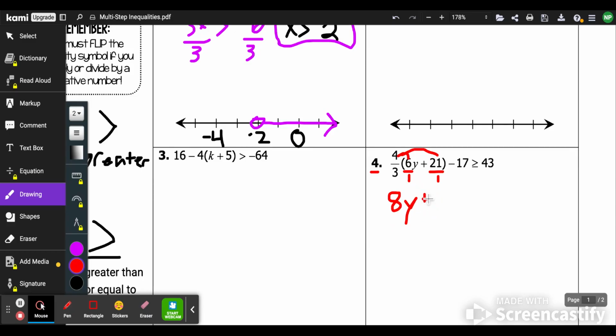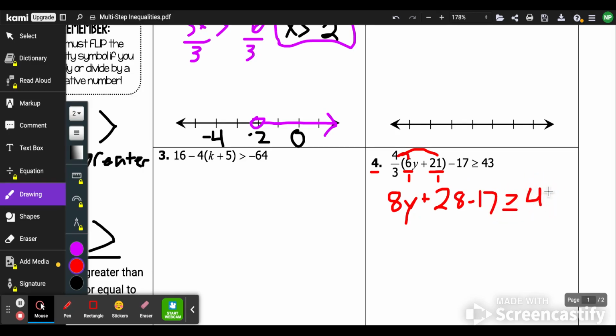Plus, okay, I know 4 times 21 is going to be 84. 3 times 1 is 3. 84 divided by 3 is going to be 28. So that actually worked out rather nicely. So we got rid of those fractions early. So greater than or equal to 43.